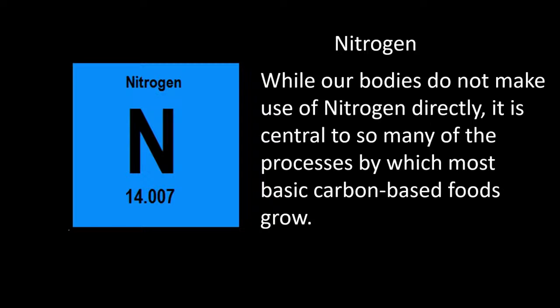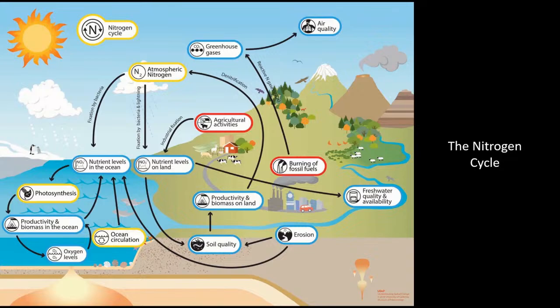But with the invention of ammonia-based fertilizers, the ability of farming, and in particular the large-scale production of corn and grains, has revolutionized agriculture. So while our bodies don't make use of hydrogen directly, it is central to many of the processes by which our most basic carbon-based foods grow. Here you can see the nitrogen cycle here on Earth, and you can see how man-made fertilizers and animal fertilizers help produce our crops.